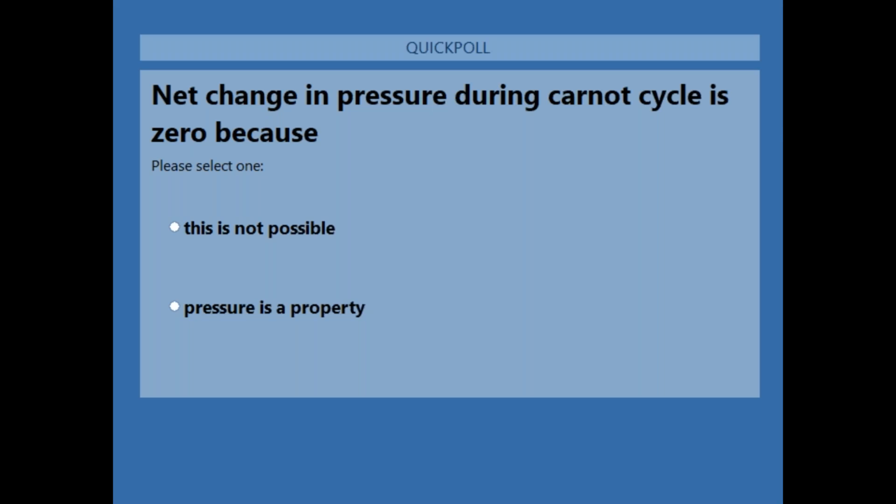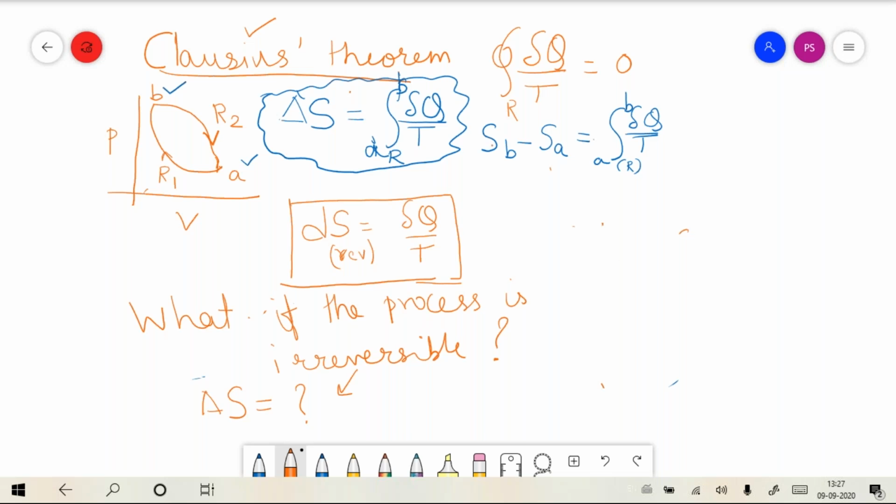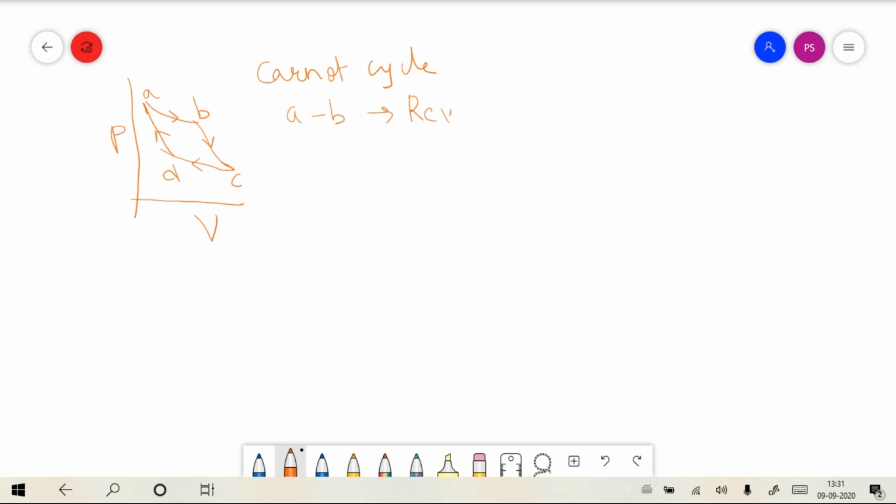Let me close this and let me share the answer. The net change in pressure during the Carnot cycle is zero because pressure is a property. Okay, so look at this whiteboard. You see that I have drawn a Carnot cycle. And now what happens?